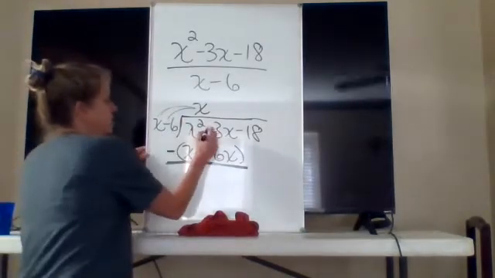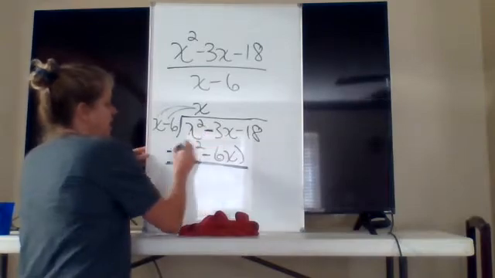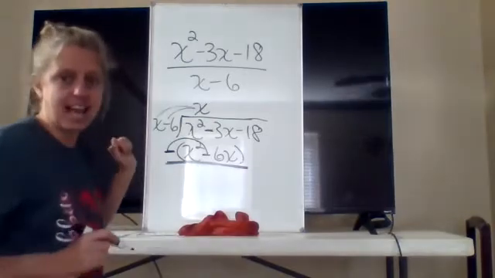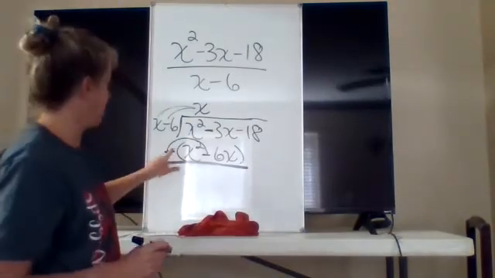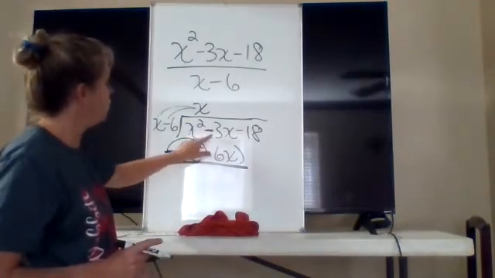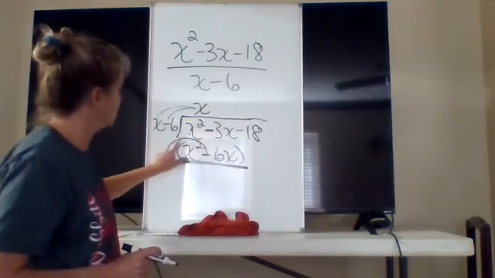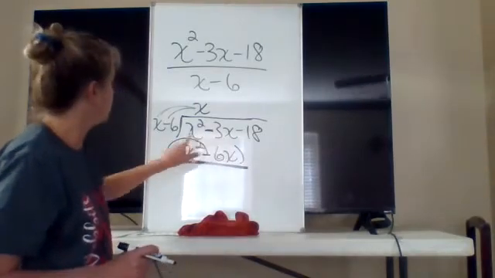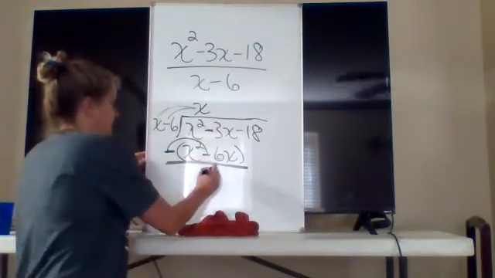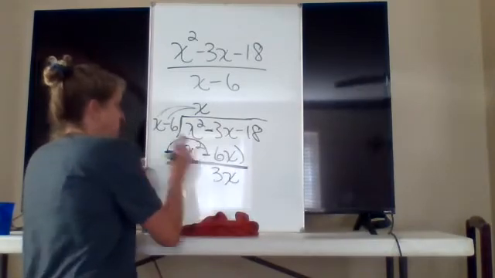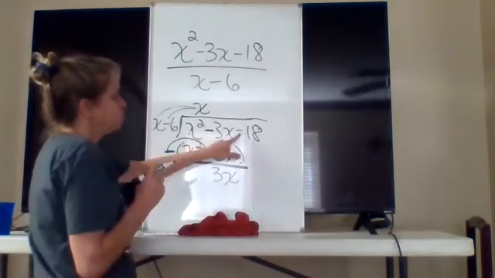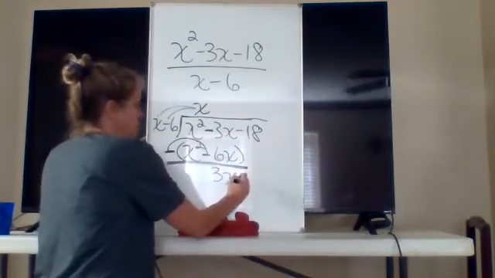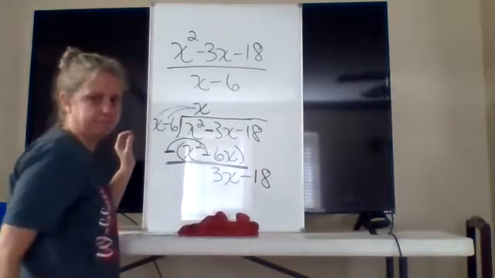Now, remember this. So this is a negative 3x minus negative 6x. So what happens there? If you're subtracting a negative, that turns that into plus 6x. So negative 3x plus 6x gives me positive 3x. Then you drop this down. And we're going to do this several times. So drop down the minus 18.